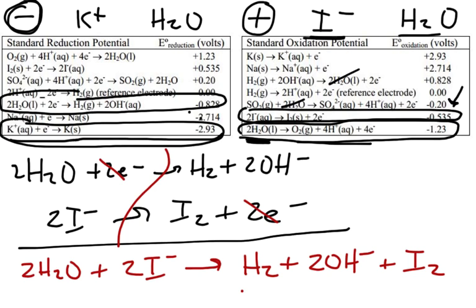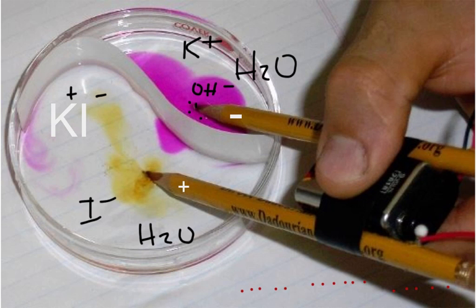Now, there were little teeny bubbles of hydrogen. There was a pink color because of the hydroxide, and the iodine forms on the surface, and if you look really, really closely, there are tiny little crystals of iodine on the end of the pencil, but they also dissolve a little bit into the water, and that's where we get this orange color.